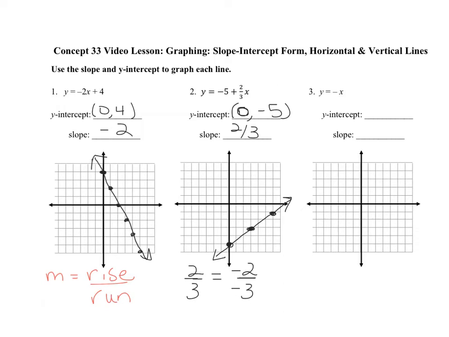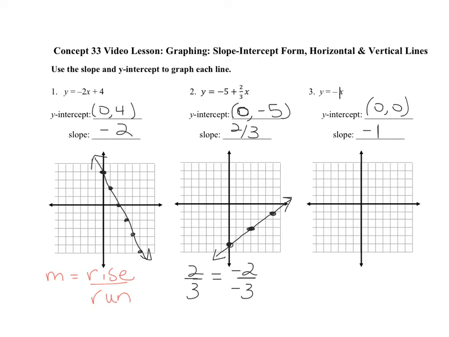All right, taking a look at number 3. If you look, I have no constant, so that means that my y-intercept starts at the origin, which is 0, 0. So I'm going to start at the origin. Now my slope, don't let this throw you. Your slope is always the coefficient of x, right? If I was putting a number in front of x, I would have to put a 1 there. So my slope is -1.